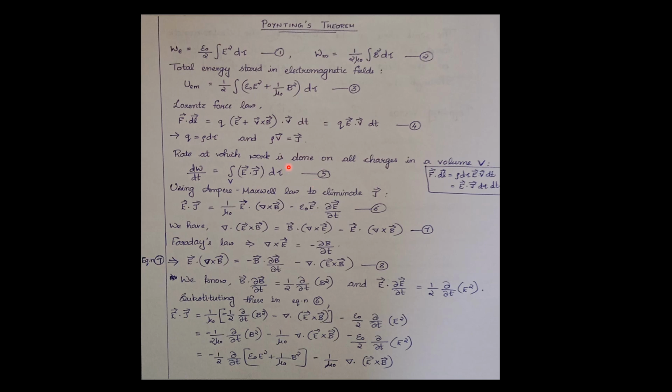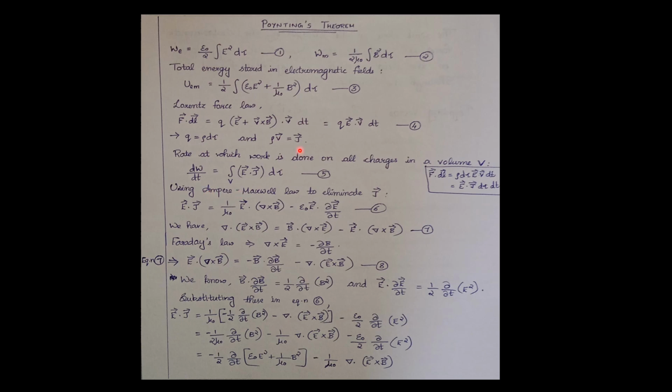So we can write the rate at which work is done on all the charges. This is about a single charge, so here we want the work done on all the charges in a volume V. When talking about all the charges in a volume, we take the integral over V. So the integral over V of E dot J d tau. This dt has gone to the left side.